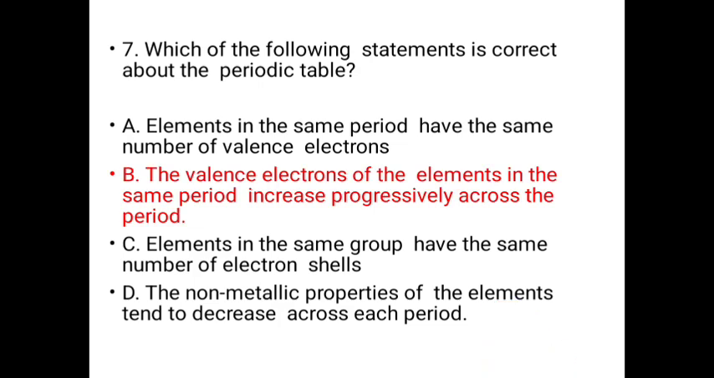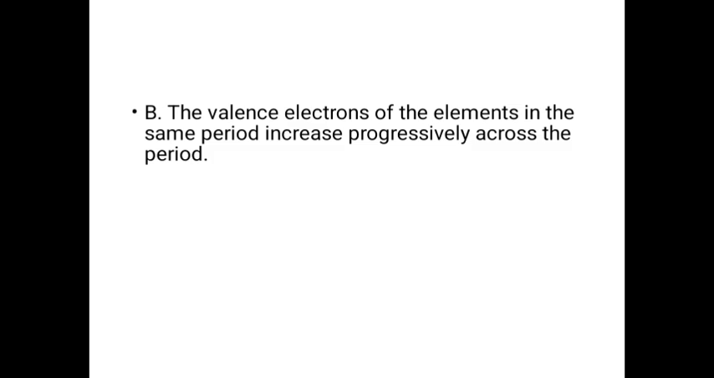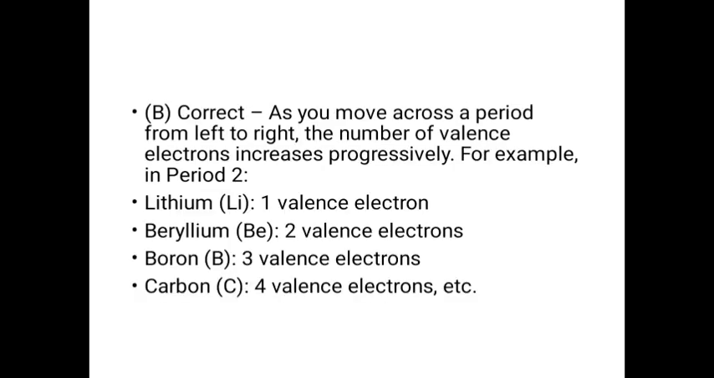The correct answer is B. The valence electrons of elements in the same period increase progressively across the period. Now, that's the correct answer. For B, as you move across the period from left to right, the number of valence electrons increases progressively.